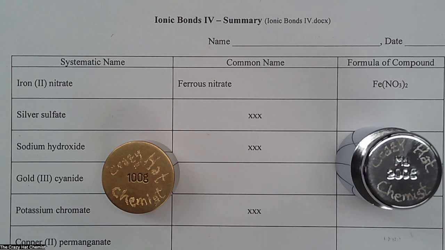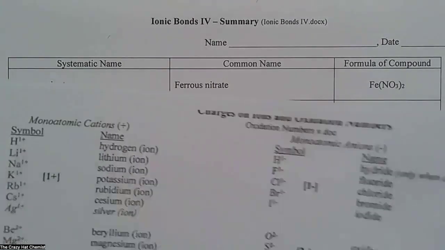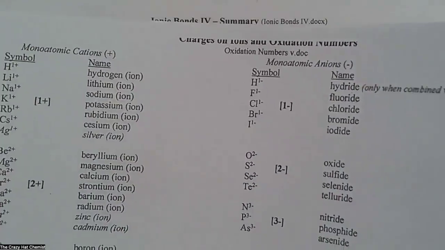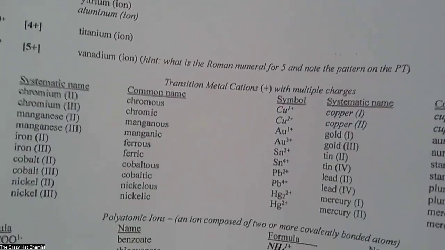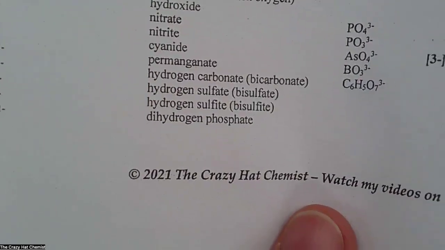Also, I will assume you know your periodic trends on ions and charges from the periodic table. And furthermore, you should also have this worksheet out with you as well, which is the charges on ions and oxidation numbers. You should have this handy as well. It's going to be really important.